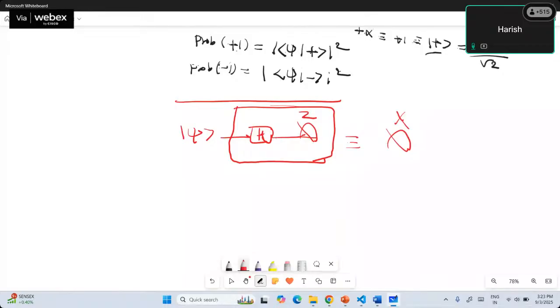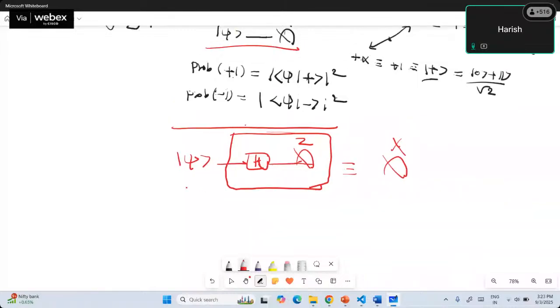We can check it also. See here whether these two are equal or not. We apply the Hadamard gate on this. So H psi will be what? Alpha times plus, because we are applying Hadamard on the 0 state. So it was like this: Hadamard on alpha times 0 plus beta times 1.